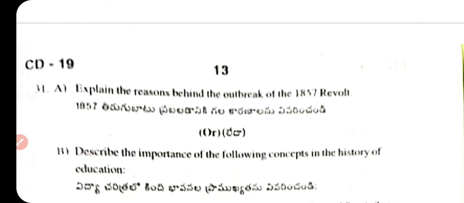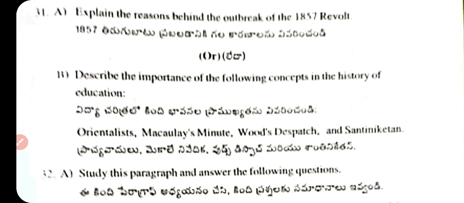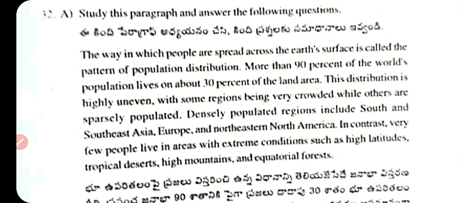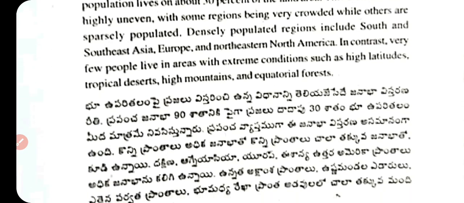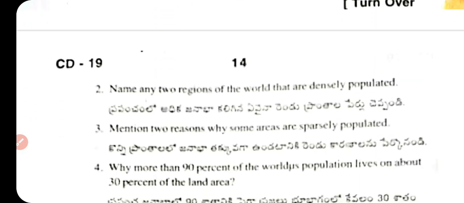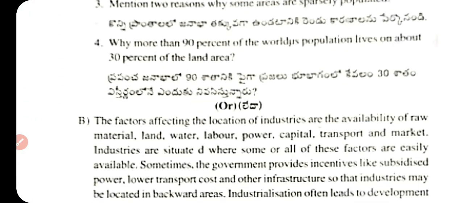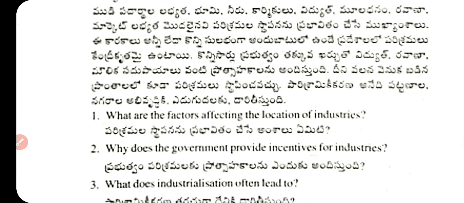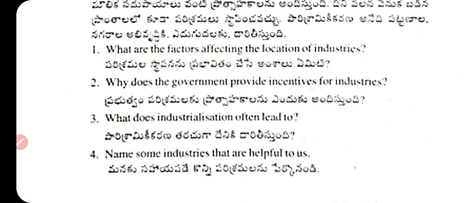Next, question number 31: explain the reason behind the outbreak of the 1857 revolt. Question number 32A, read the paragraph and write the answers. Any one of the following answers. These are all the questions. Read the paragraph and write the solution to the paragraph-based question.